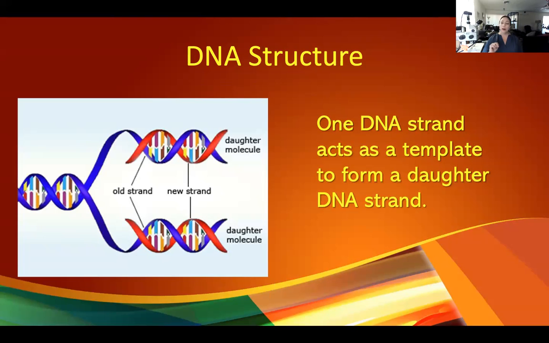DNA is double-stranded, RNA is single-stranded. DNA has deoxyribose as its sugar, RNA has ribose. And then finally, DNA has the base thymine, but RNA has the base uracil. So now let's go on into DNA replication.